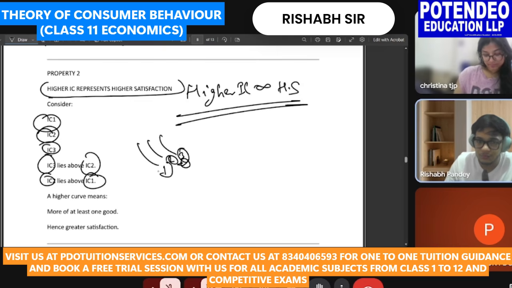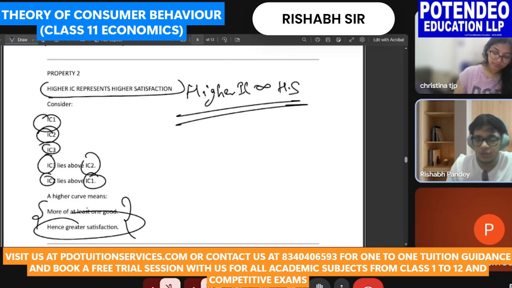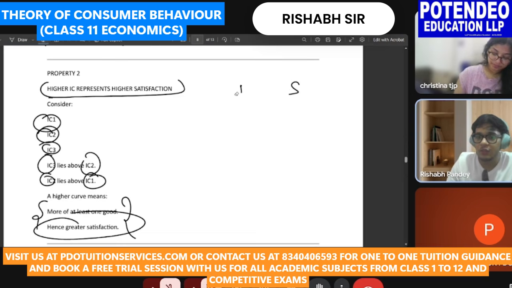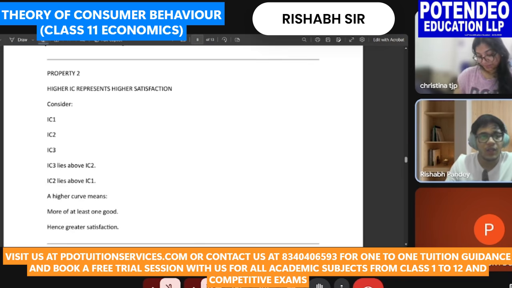Any doubts, Christina, till here? No. You sure? Yes. Now, a higher curve means more of at least one good. Hence, greater satisfaction. No doubts. Write this property down. This is the second property of indifference curve or map. Which one is it? Map. Also of curve. How are curves? Because an indifference map is made up of curves.